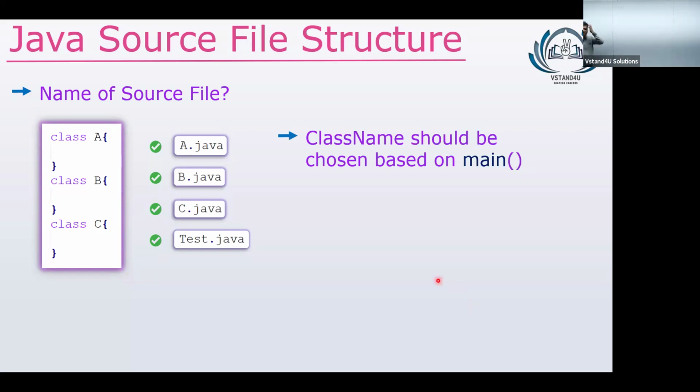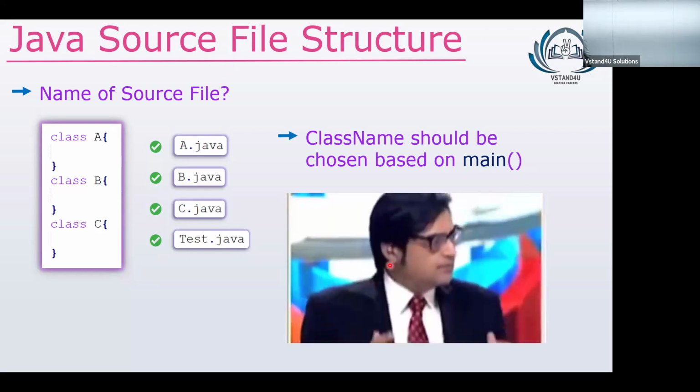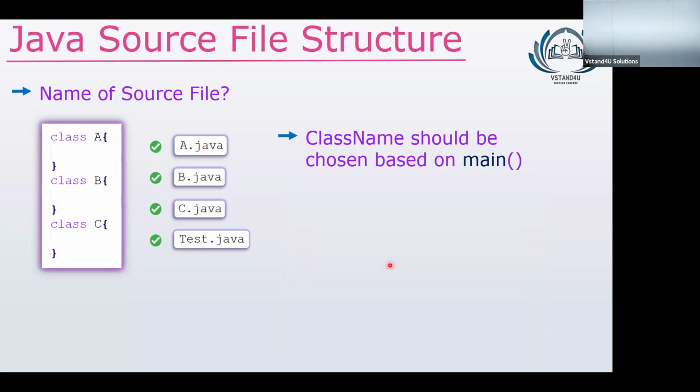It is often said, even you would have heard in the initial days, whenever we are writing our program name, that it should be the same name as the class name. Hope you remember. The class name should be chosen on the main method. Whichever class has a main method, the same name should be given. Yes or no? It is an absolutely wrong concept. I'll tell you the actual reasons.